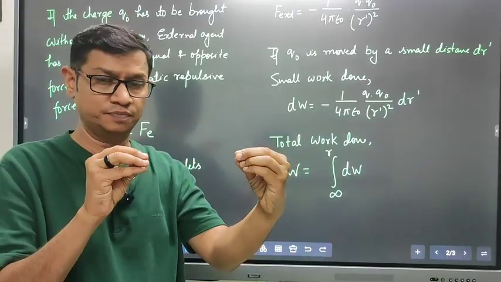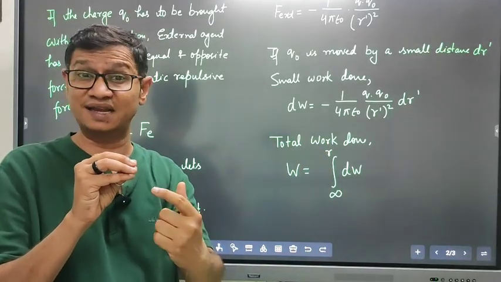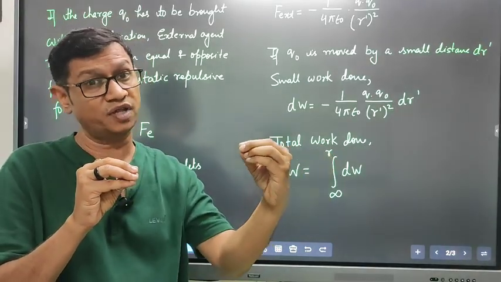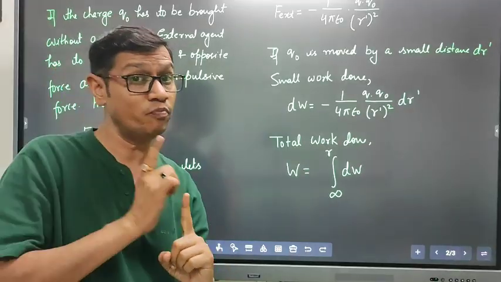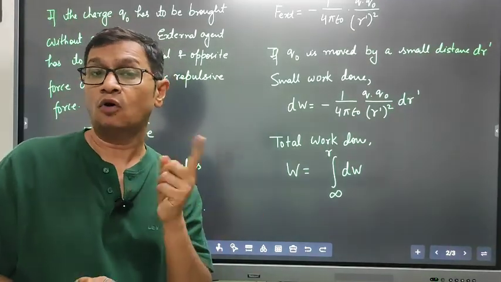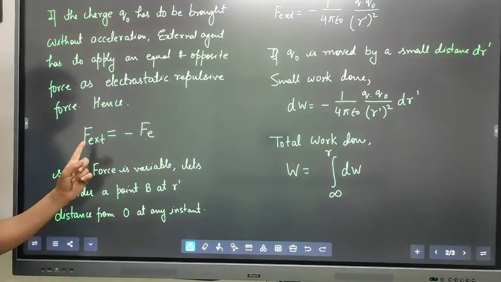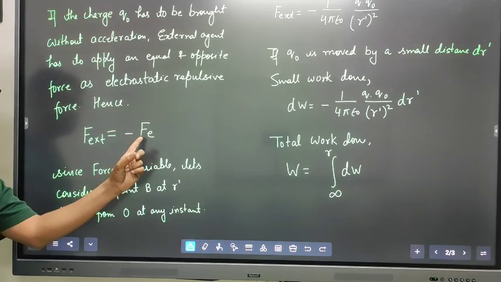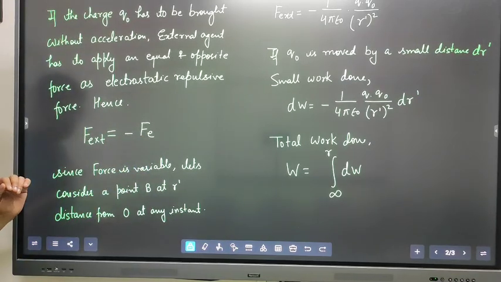And slowly you push. Because if you apply a greater force, then there will be a net force and the object will accelerate. We don't want the charge to accelerate. We want the charge to come, but without any acceleration. That means the external agent force has to match the electrostatic force, but opposite in direction. So that means the external force throughout this motion has to be equal and opposite to the electrostatic force, which is F. Clear? Okay?